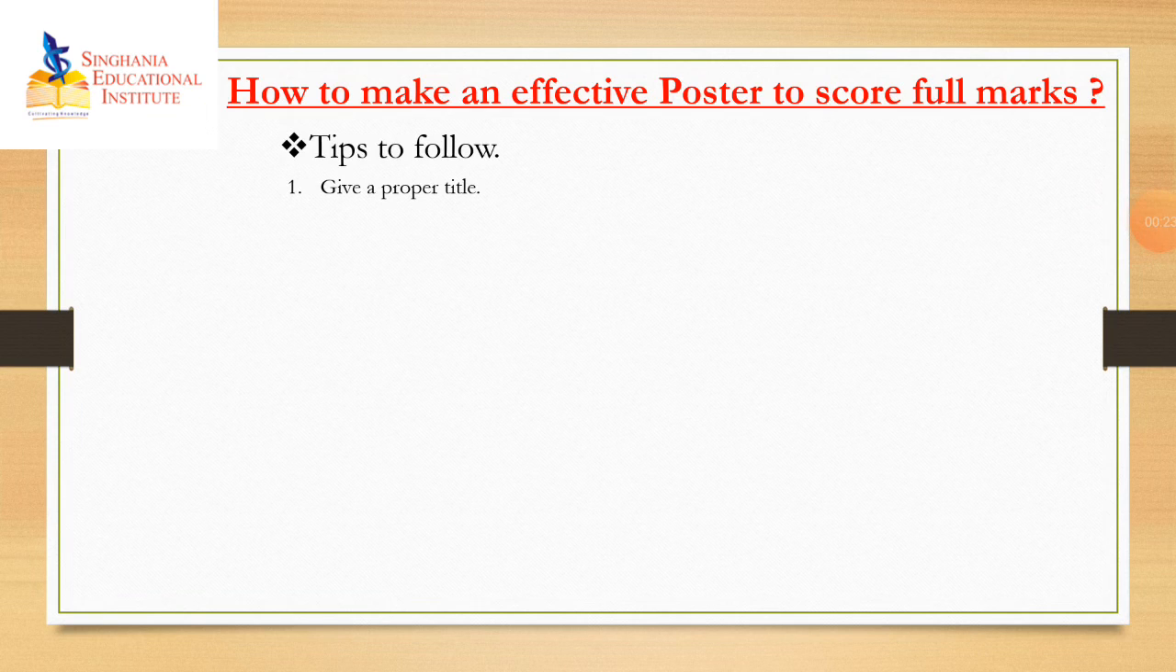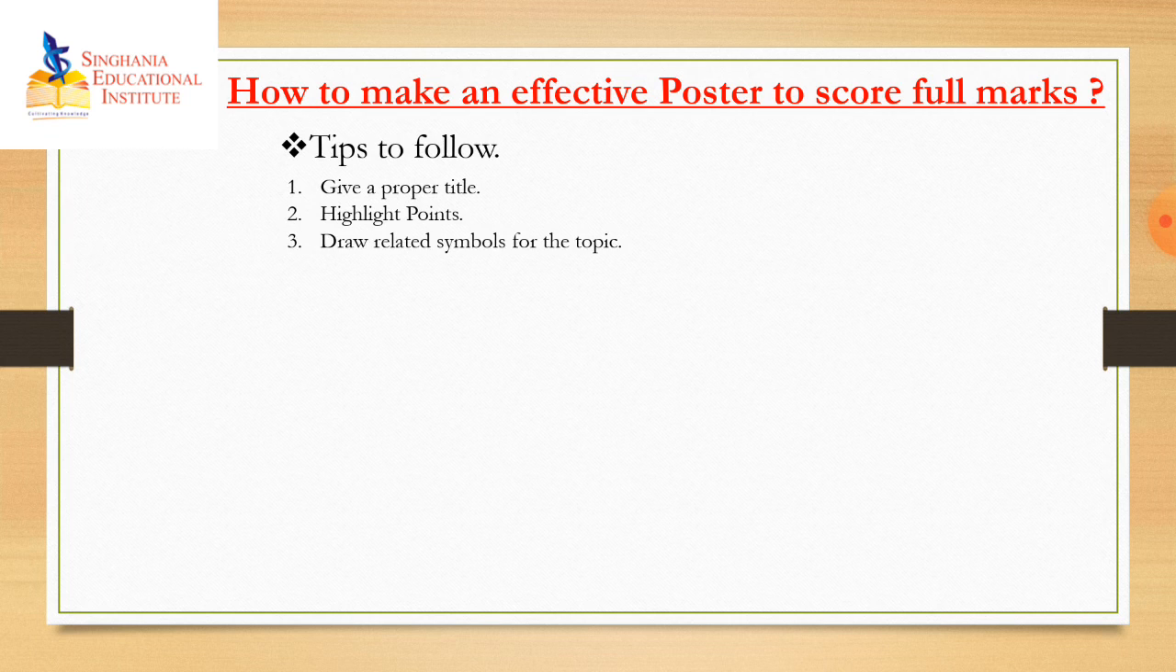The first step we should follow to make an effective poster and get good marks is to give a proper title. A proper title is really a must for having a good poster. Then the next thing is to highlight points. Whatever points you are writing, you should make some bullets, make some symbols and highlight them in points. Don't write a long paragraph for that. Use some small points and highlight them.